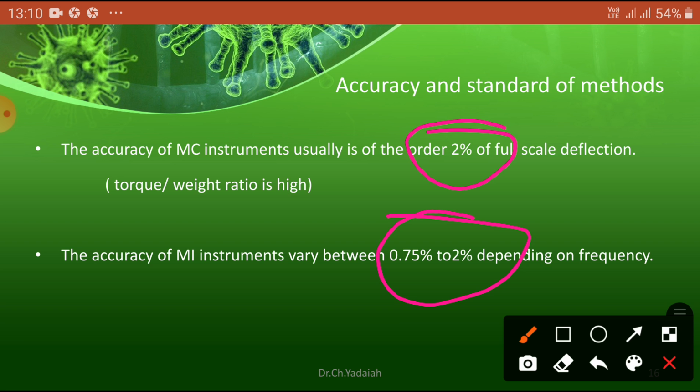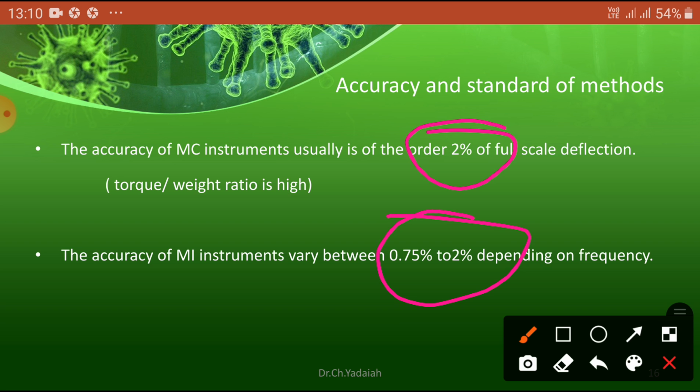Okay. Now, what is the accuracy of the moving coil? Moving iron instruments' accuracy depends upon the watt factors. We have seen the accuracy of moving iron instruments is 0.75% to 2%, whereas the accuracy in moving coil instruments is 2%. The value will change by 2%.